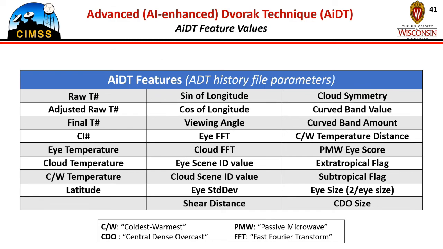Here are some of the parameters that are being used within the AIDT in order to derive the maximum sustained wind estimates provided by the algorithm or model. Some of these values are scene type dependent, while others are variables used in the regression equations that I covered previously.